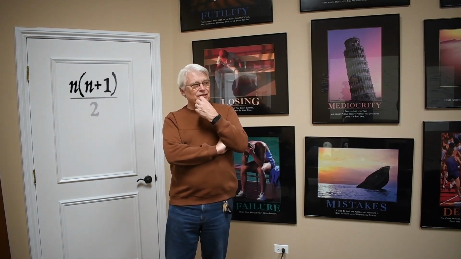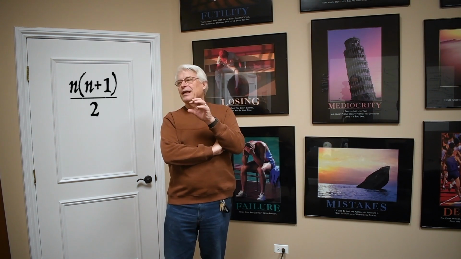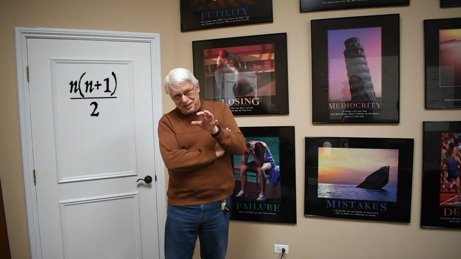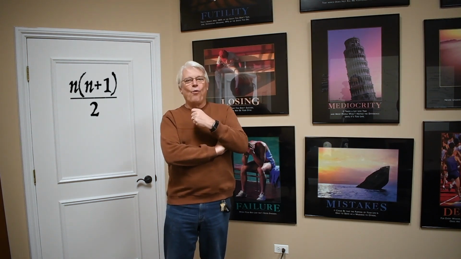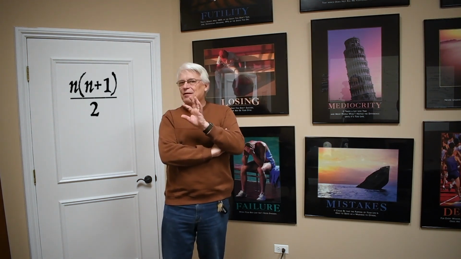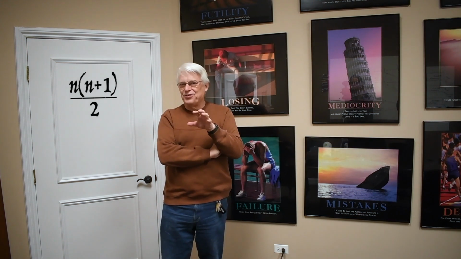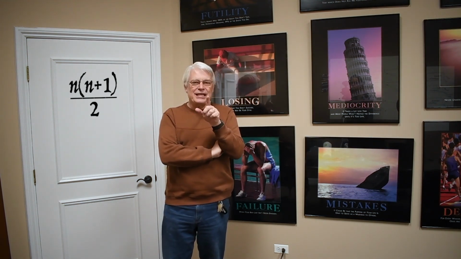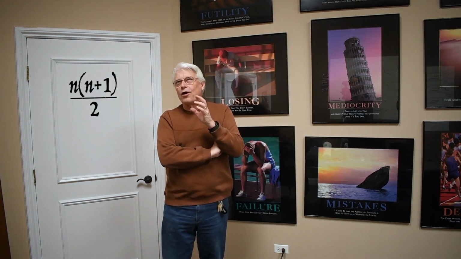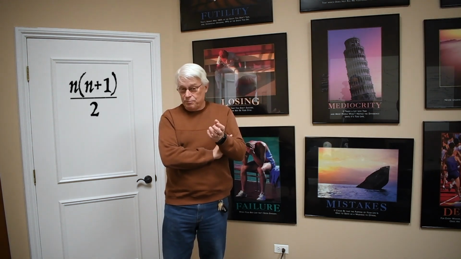Do you remember way back in episode 1 of this series when I told you the story of Gauss as a young boy who had been given the math problem of summing up the first 100 integers, and he came up with a clever little formula to do it? And that formula was n times n plus 1 over 2, or 1/2 n squared plus 1/2 n.